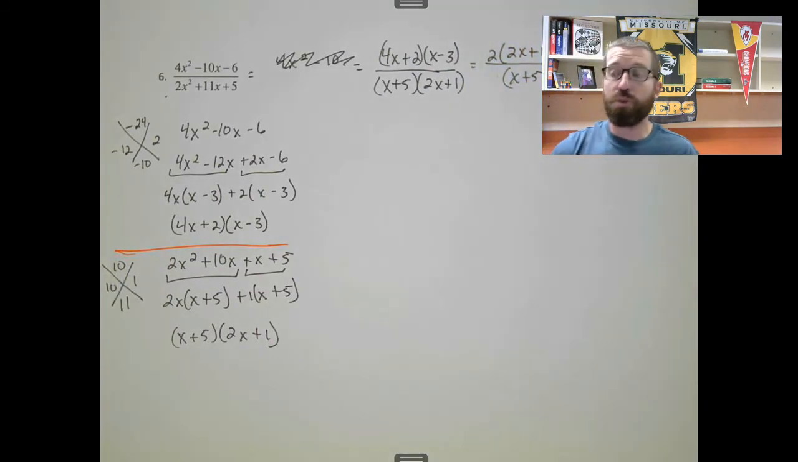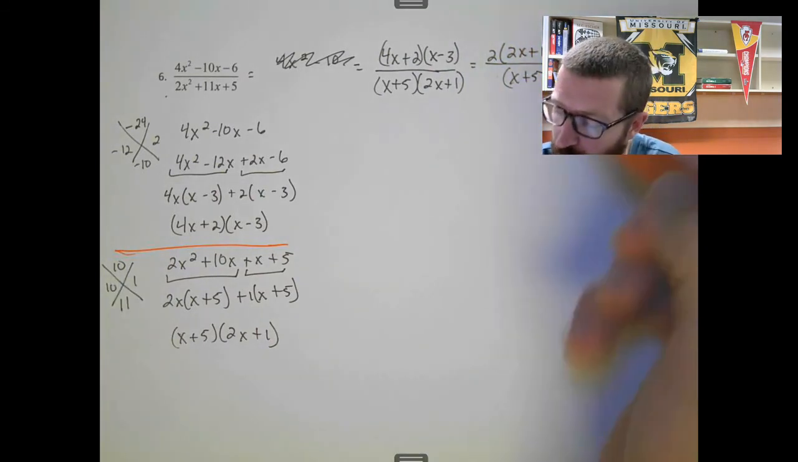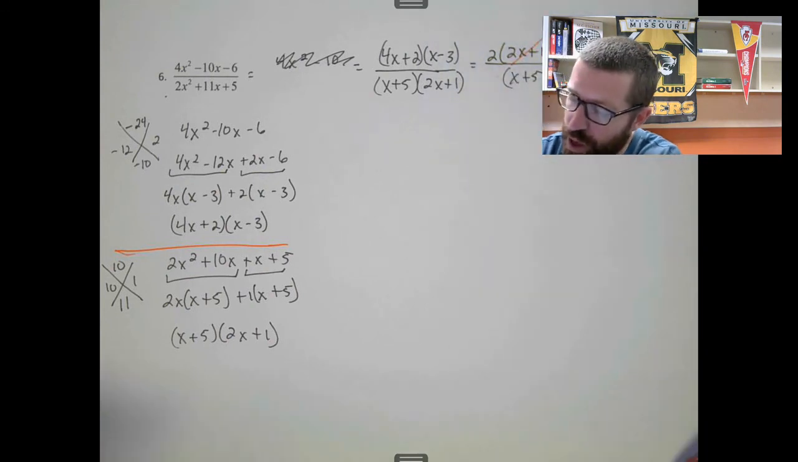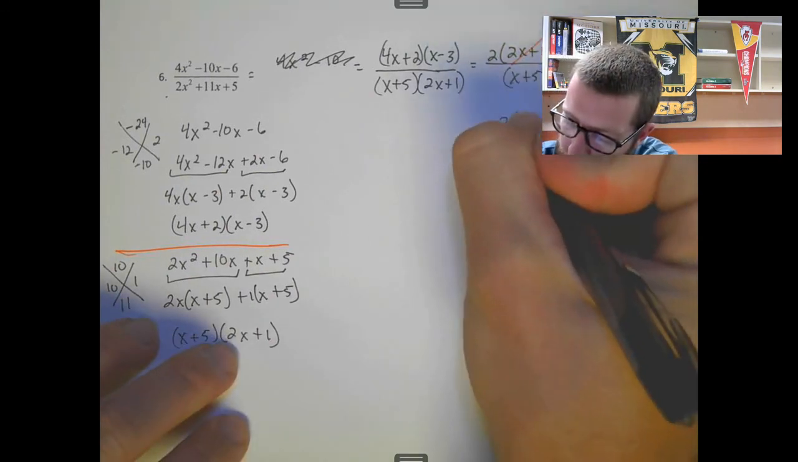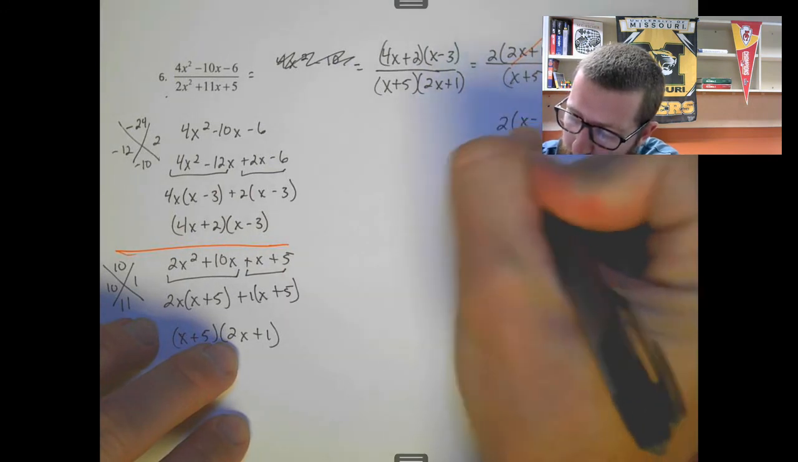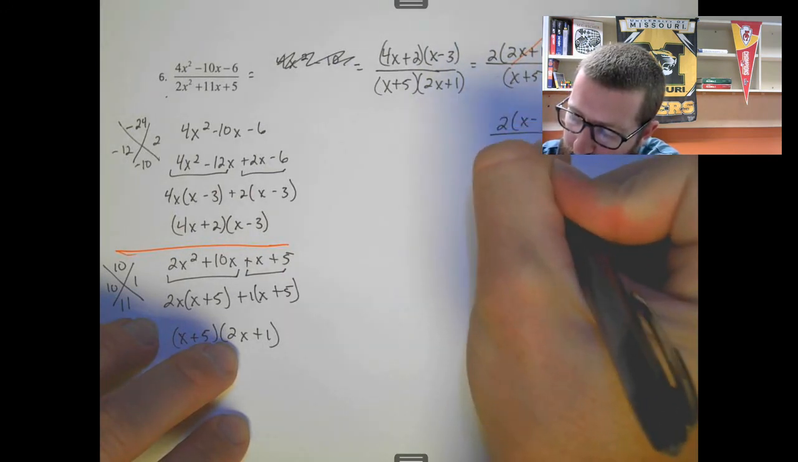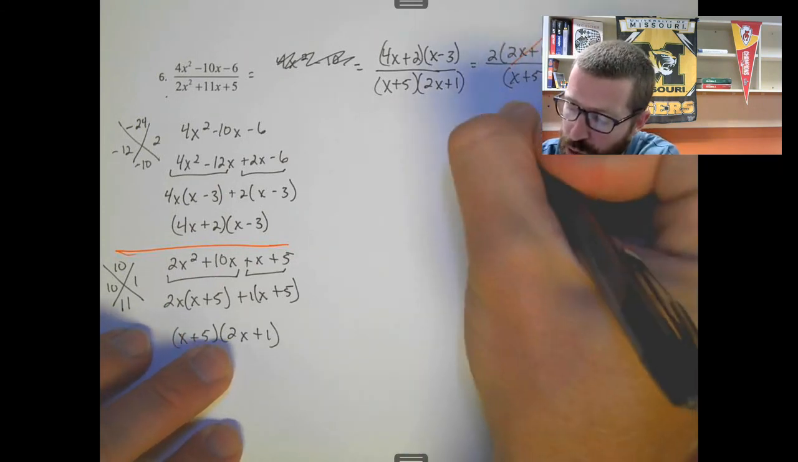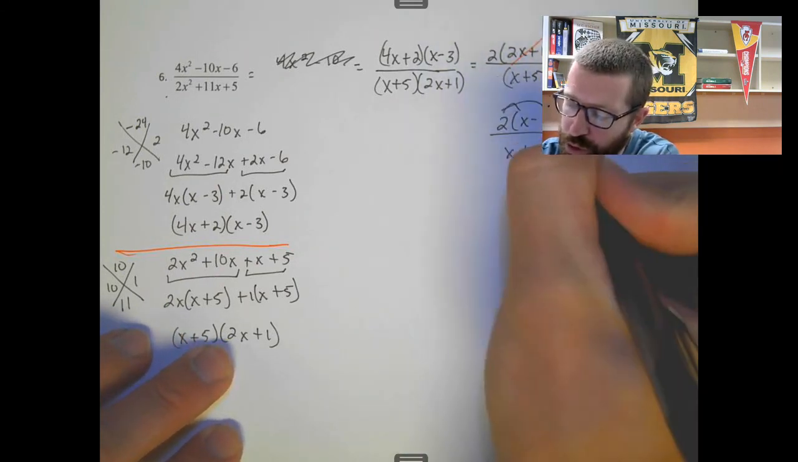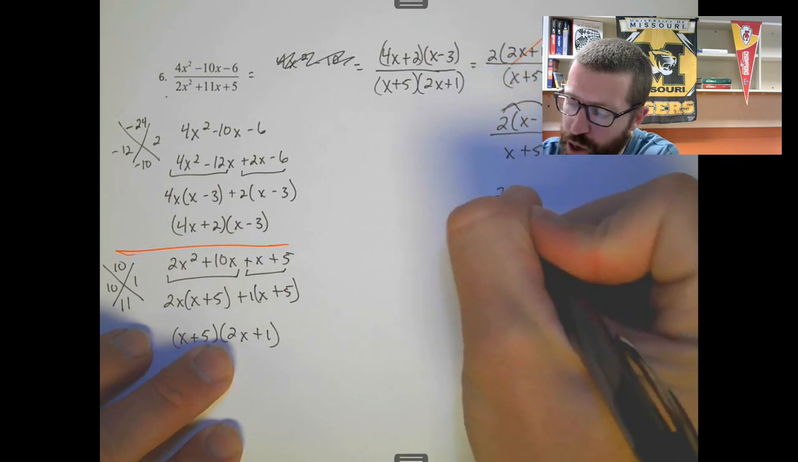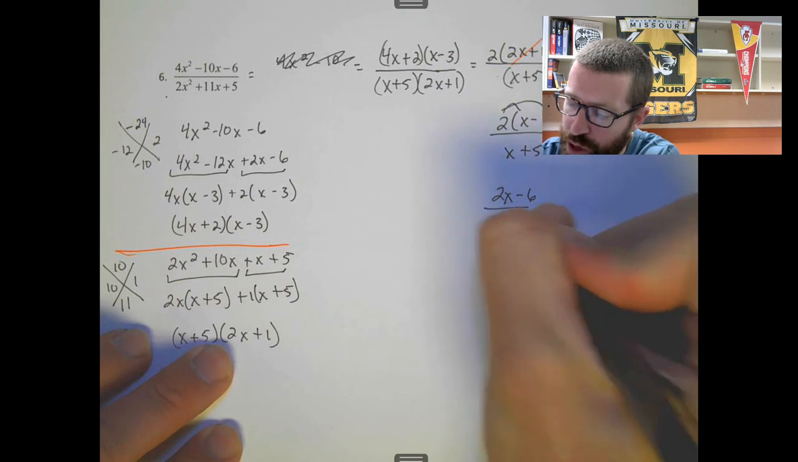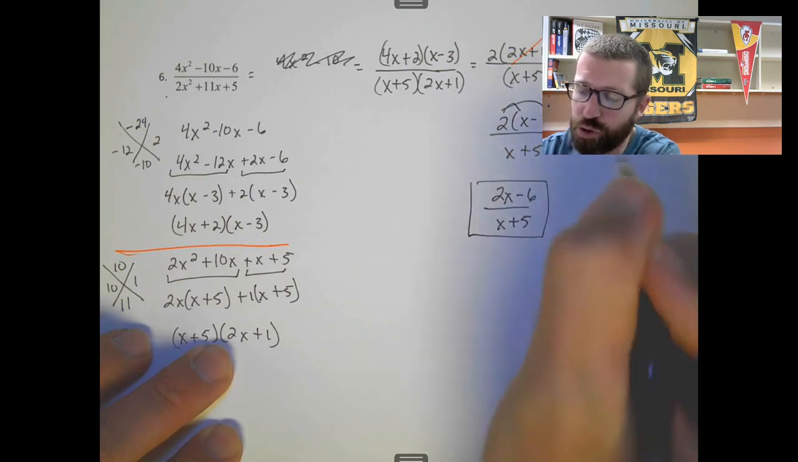And now you reduce. Here with 2x plus 1, they just cancel. And then you're left with 2 times x minus 3 over x plus 5. This is complete. That's acceptable. A lot of times what we'll do is simplify, so you get 2x minus 6 over x plus 5. And that is reduced.